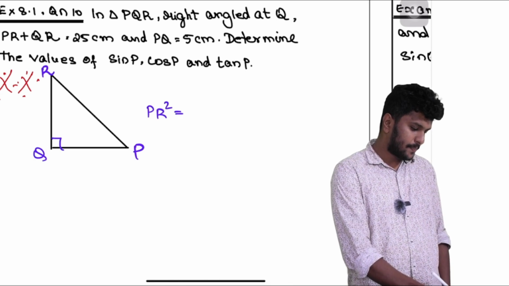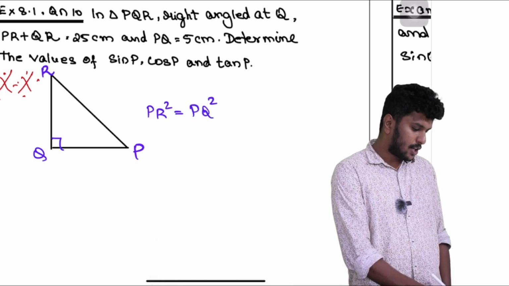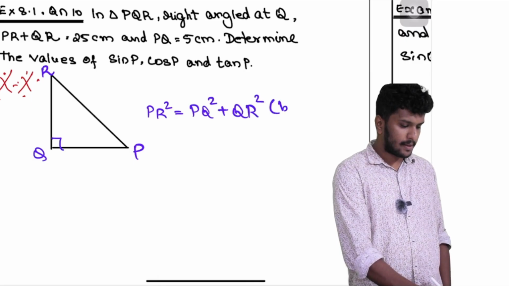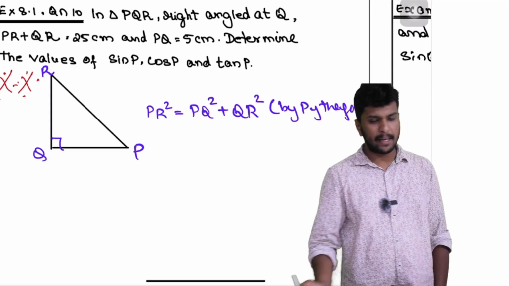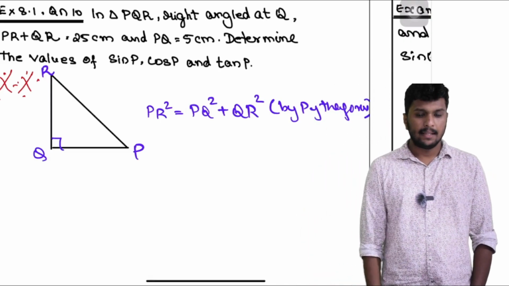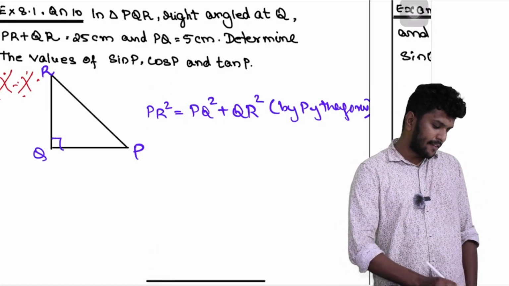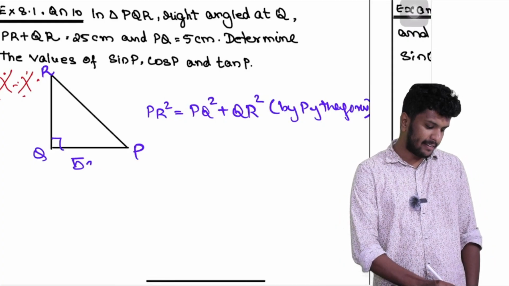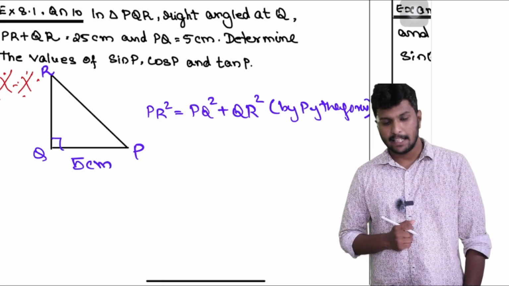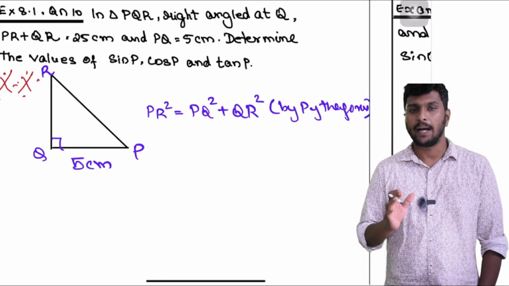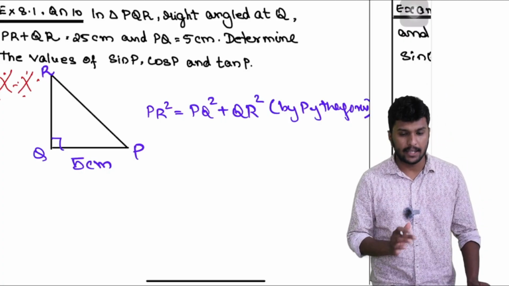PR square is equal to PQ square plus QR square by Pythagoras property. Okay, so here what all values are given? You are given the value of PQ as 5 centimeter. So PQ is 5 centimeter, I'll note it down.